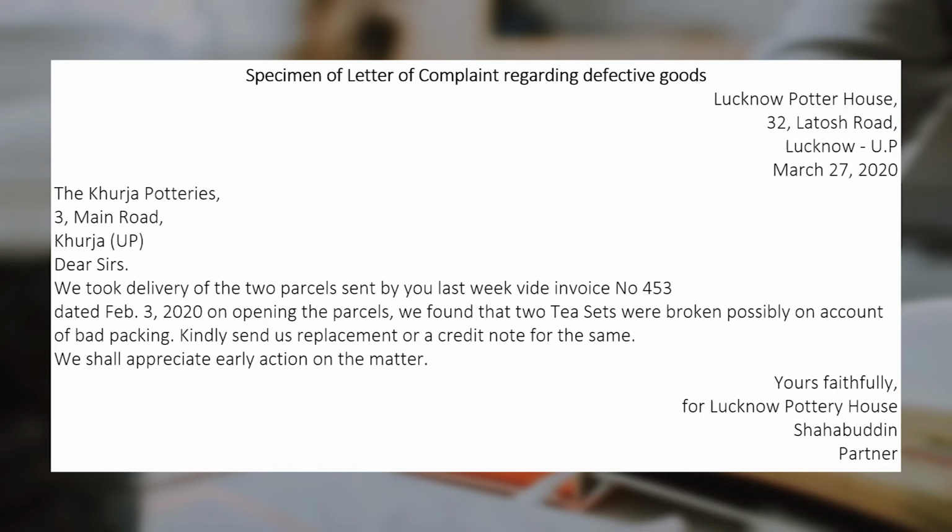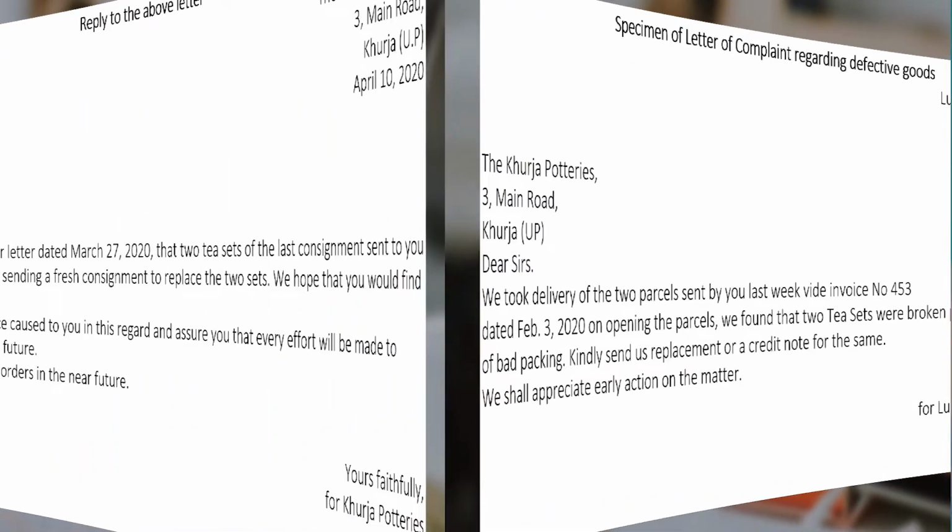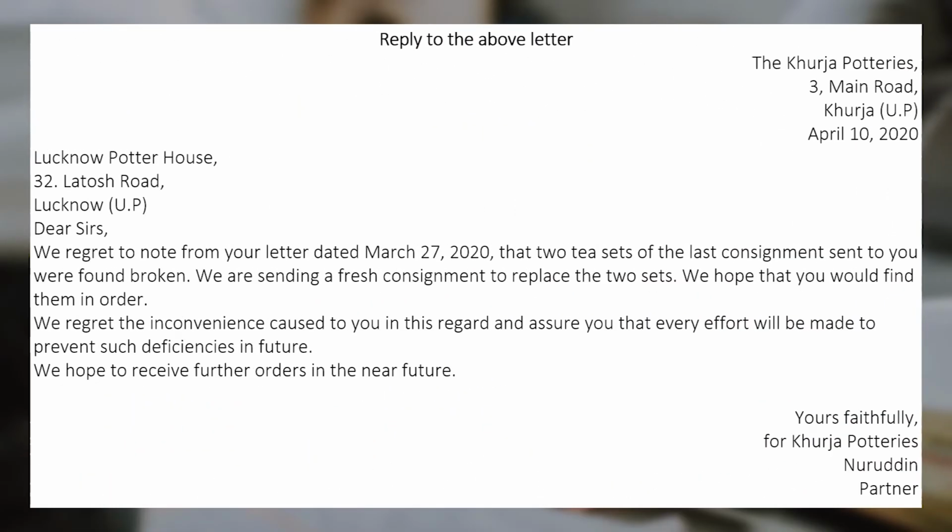The first specimen is a letter from the Lucknow Pottery House to Khurja Potteries complaining about the receipt of 2 broken sets, which they have requested be replaced. Following it, the next specimen is a prompt reply from Khurja Pottery regretting the damage and politely agreeing to cover the losses. Remember, it is always a good idea to acknowledge the defects and admit what can be corrected. Such letters always help build smooth business relations.